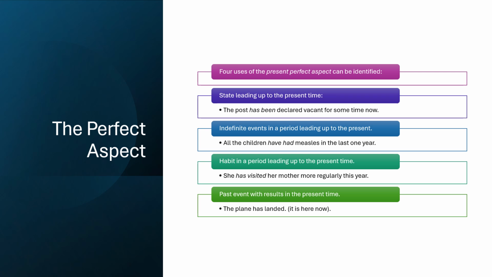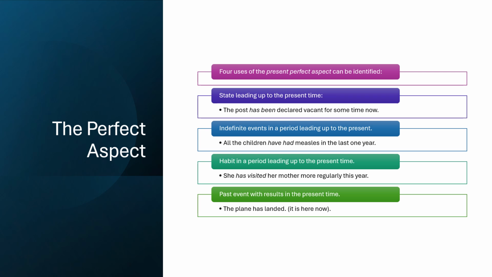Then let's look at the perfect aspect, which is probably what most of us are used to. Uses of the present perfect aspect can be identified in this way. First, a state leading up to the present time. For example, the post has been declared vacant for some time now.